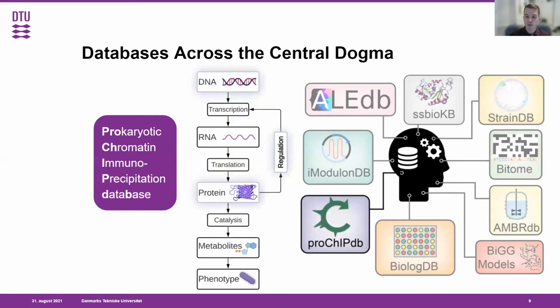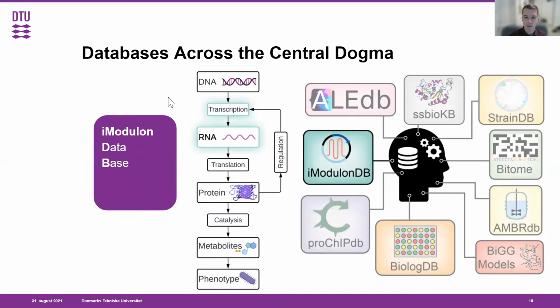Next up is ProChIP-DB. And so this is the prokaryotic chromatin immunoprecipitation database. And this is where we store information linking proteins to the DNA sequences that they bind to. So some proteins are transcription factors, which will specifically link to certain sites on the genome. And that can give us clues as to how RNA expression works, how genes are generally regulated, and how we might want to design promoters again in the future.